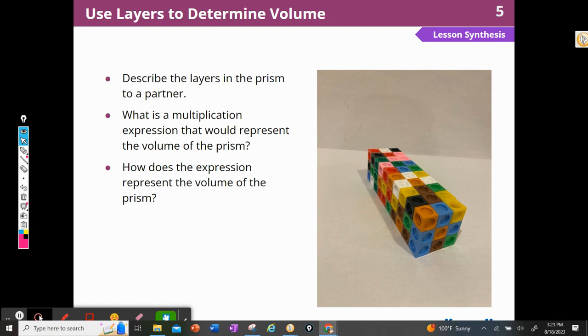All right, we talked about this. Let's see how many layers they gave us. 1, 2, 3, 4, 5, 6, 7, 8, 9, 10 groups of 9. So there are 90 in there. What is a multiplication expression? Well, we just wrote one. How does the expression represent the volume? I have 10 layers of 9. So there we are. Back to the warm-up.